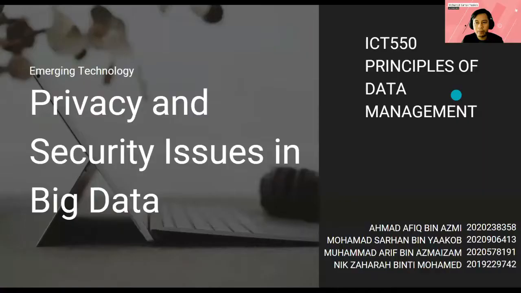Today we would like to present about big data. Our title is privacy and security issues in big data. This slide is prepared for ICT550, Principles of Data Management.